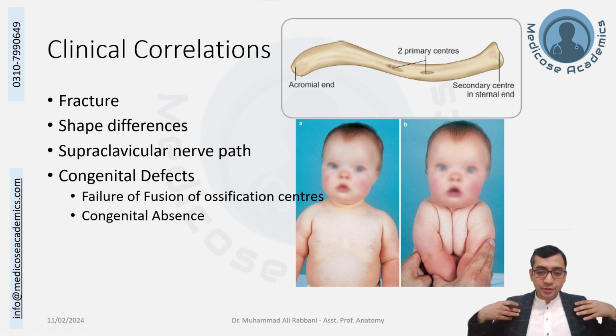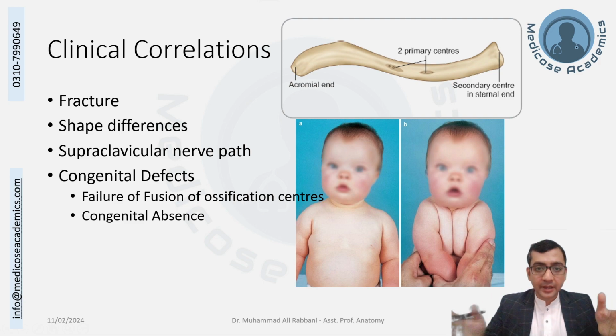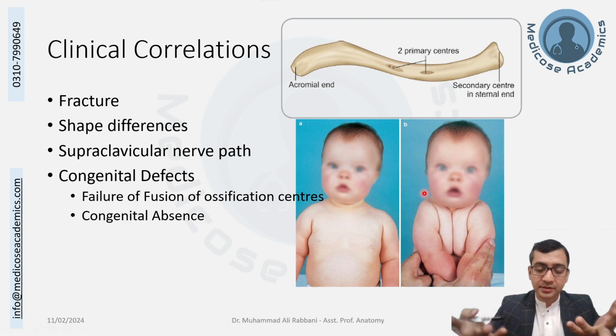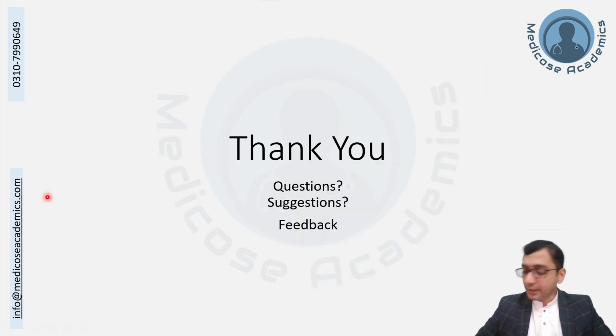When this is absent, there is no bone keeping the shoulder away from the axial skeleton, and if you push the shoulders together, they can be easily squeezed together like this. This complete absence is called cleidocranial dysplasia. And the partial absence is called congenital pseudoarthrosis, because a pseudo joint is formed between the two parts. So this is all about the clavicle.